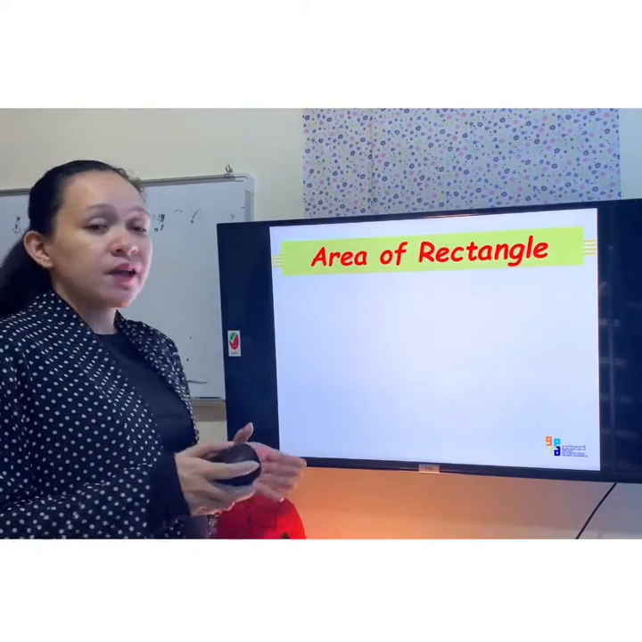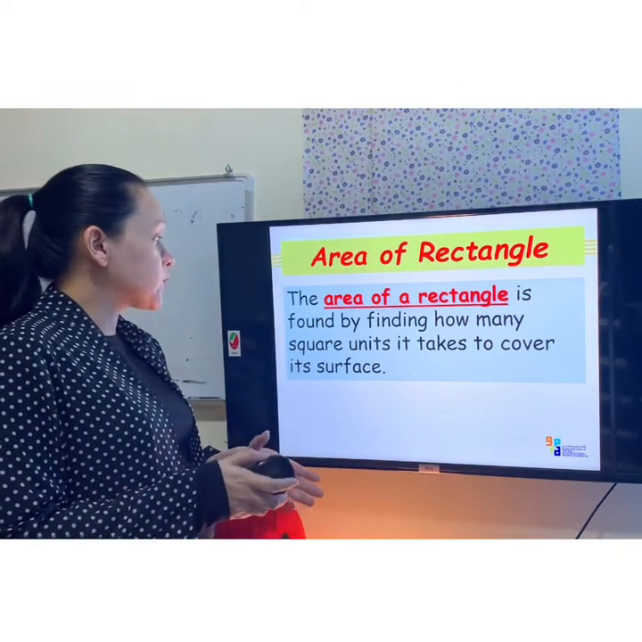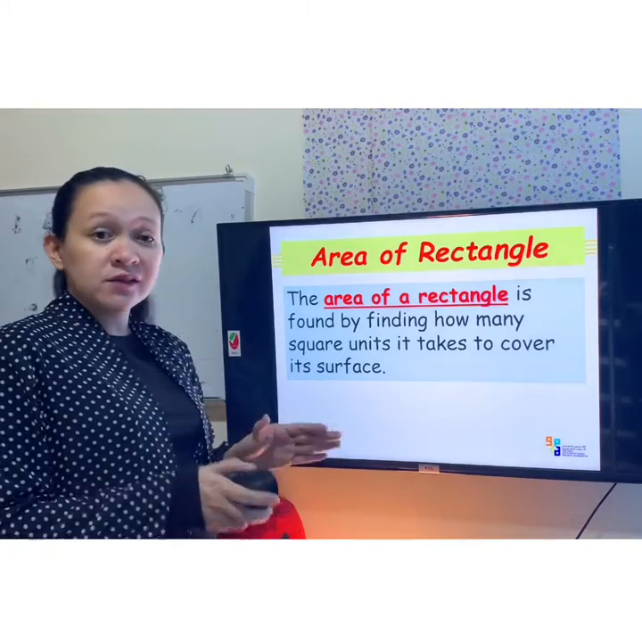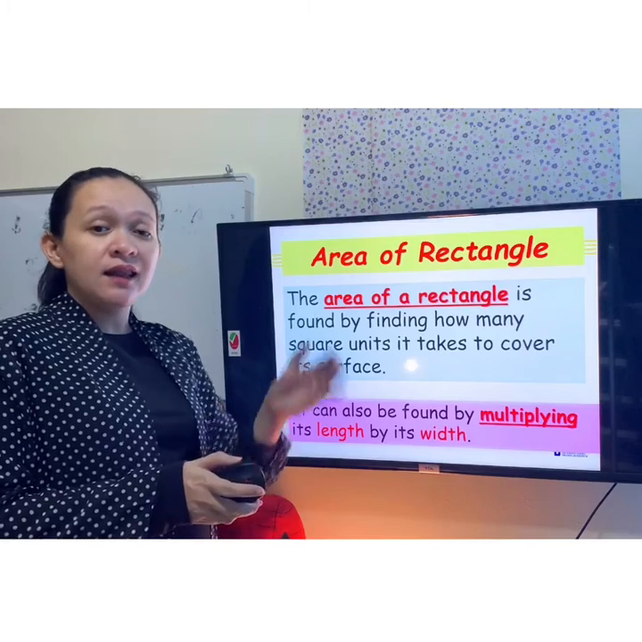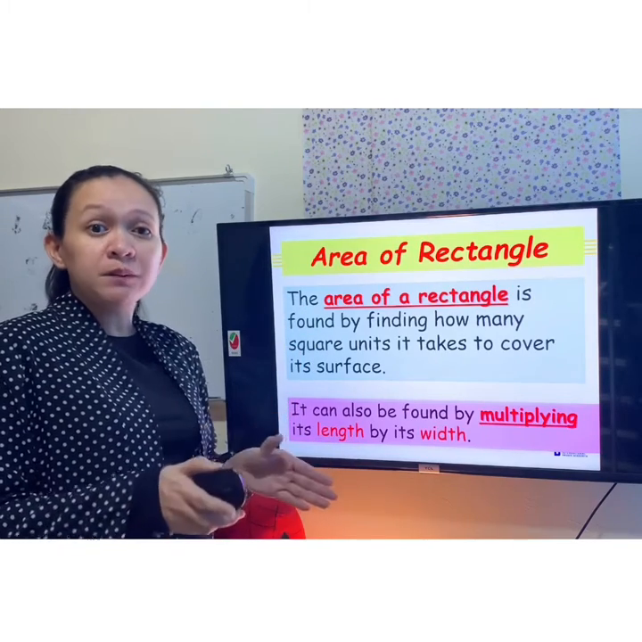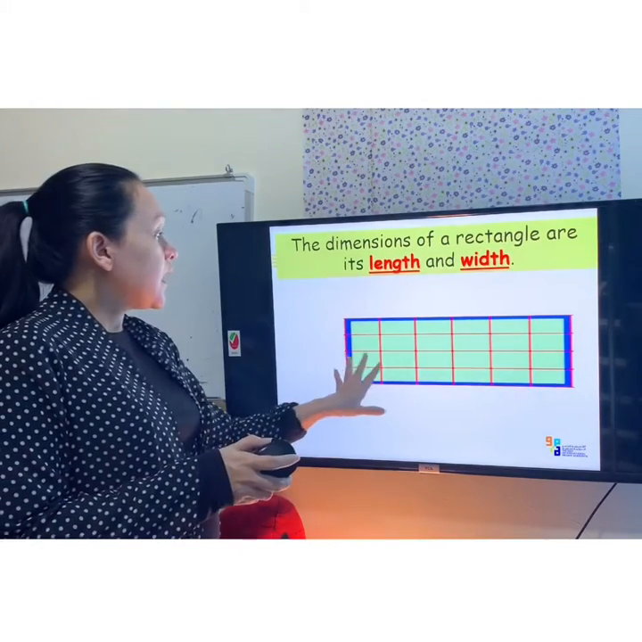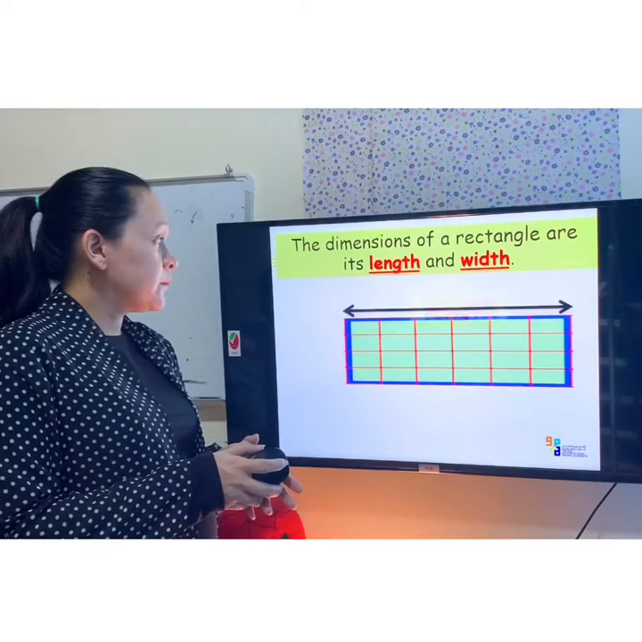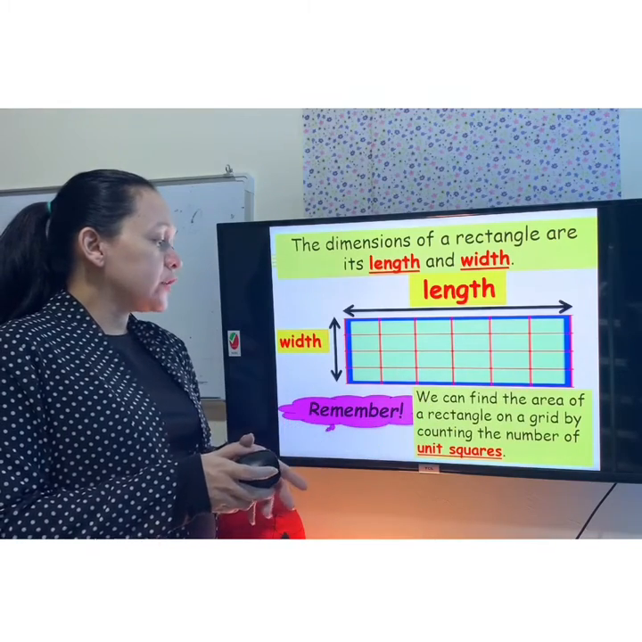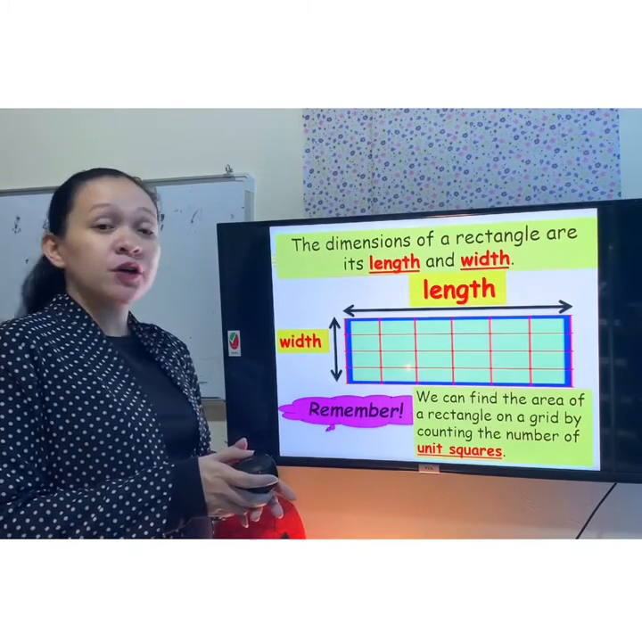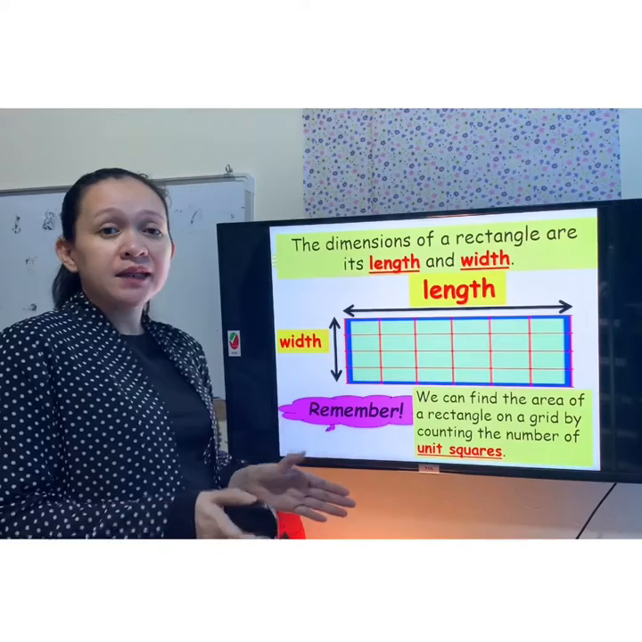Now, remember, the area of a rectangle is found by finding how many square units it takes to cover its surface. So, if you can still remember, in a rectangle, we are going to get the length and the width, and then we are going to multiply both. Now here, I have a figure. Again, we are going to get the length and the width. So remember, we can find the area of a rectangle on a grid by counting the number of unit squares. So we are going to count the unit squares so that you can find the area.